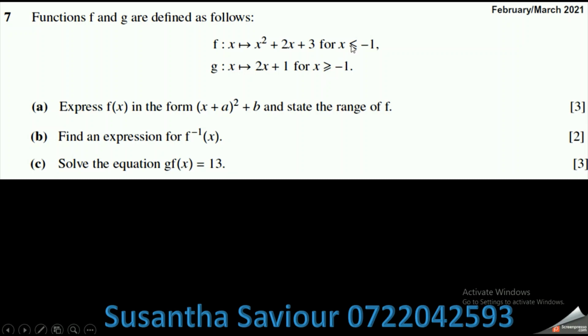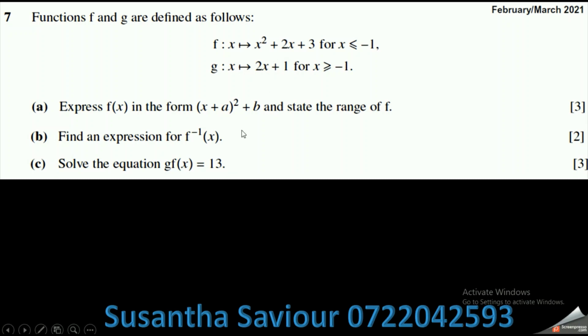These two are very important. Please keep it in mind, right? We will be using this in the next parts of the sum. Express f(x) in the form of (x plus a) squared plus b and state the range of f. Here what is to be done? Here this is completing the square. This is a very simple case, right?